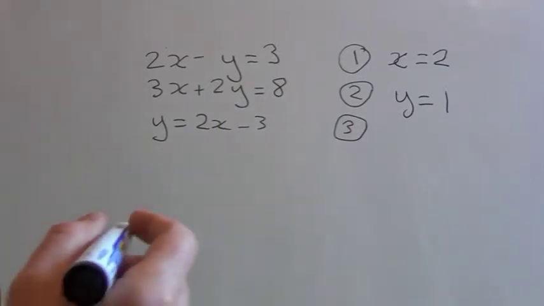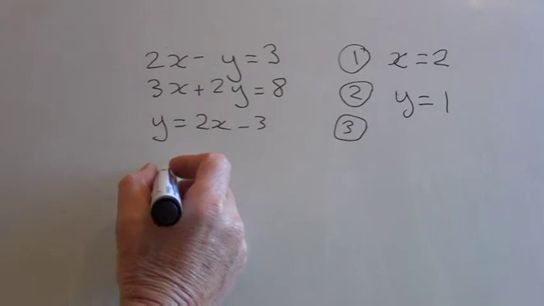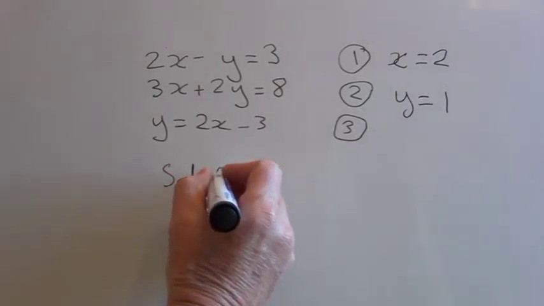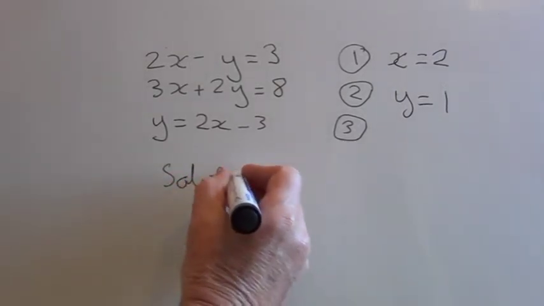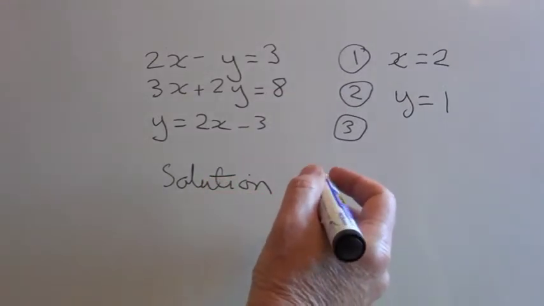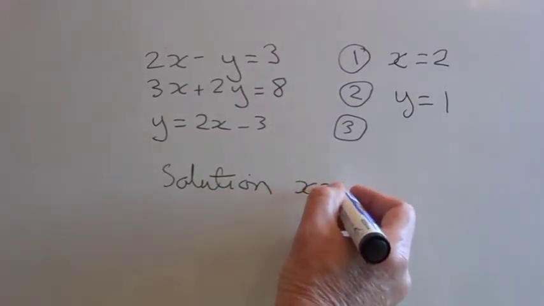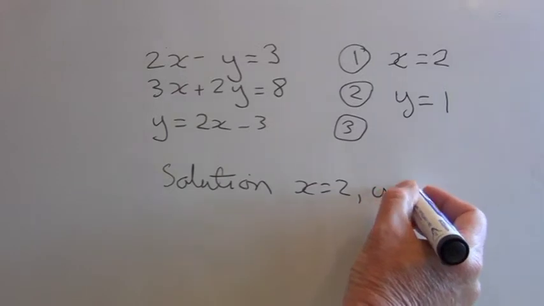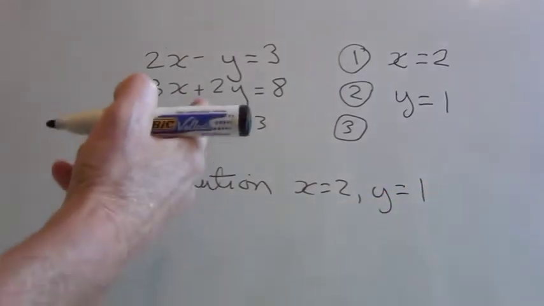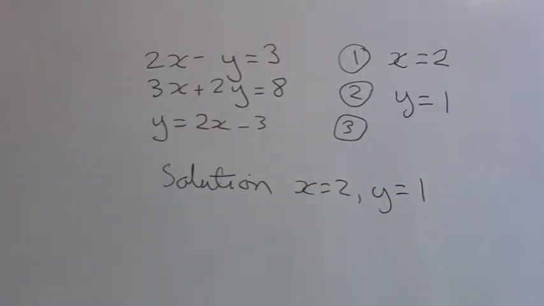So I now need to write the final solution. So the solution is x equals 2, y equals 1 to these two equations that I've now solved simultaneously. Now we should always check by substituting back into both the original equations to ensure that the left hand and the right hand sides are equal for these values of x and y.